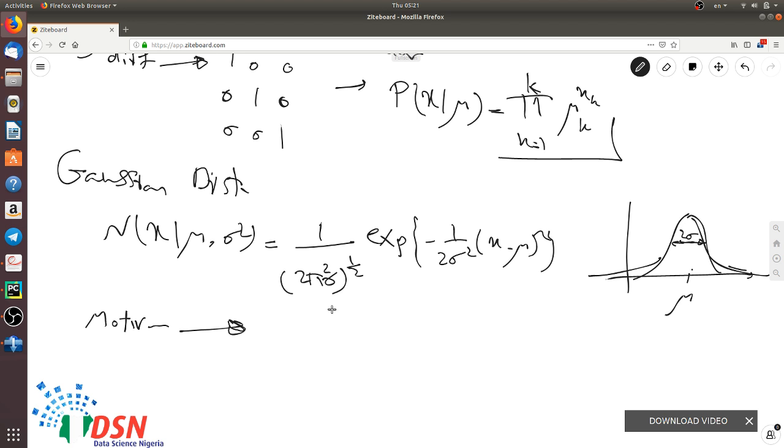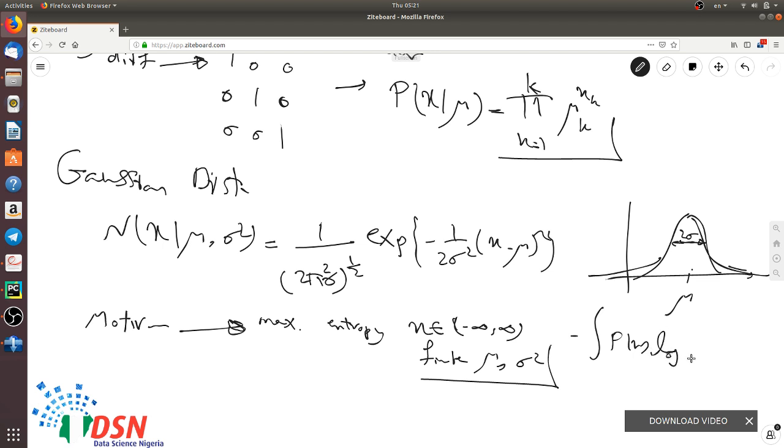The first one, which is maybe kind of interesting, is that the Gaussian distribution maximizes the entropy when the range of x is from minus infinity to infinity, and we have finite mean and variance. So for finite mean and variance, the probability distribution that maximizes the entropy is this, if you forgot that. The distribution that maximizes this entropy is the Gaussian distribution.